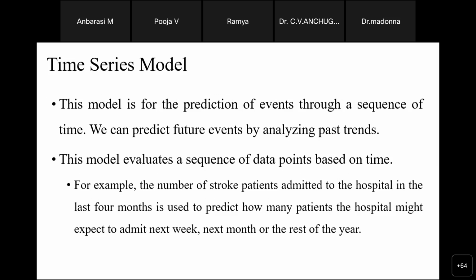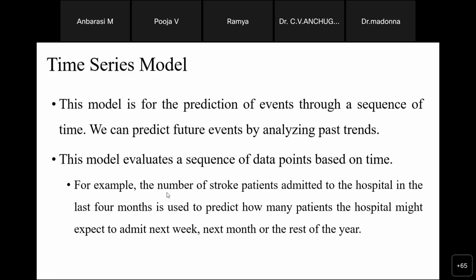And then the next model is the time series model. This model is for predicting future events based on past historical data. So for that purpose we go for time series analysis. Mainly this model analyzes the data set based on the historical data, and we can predict future events.